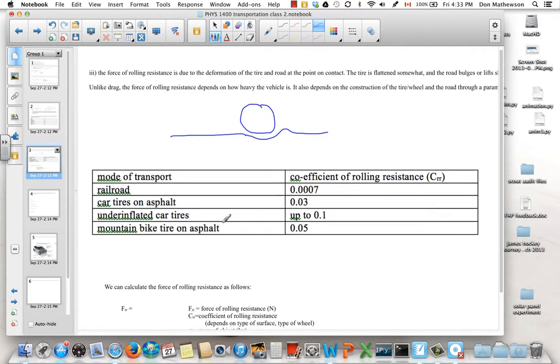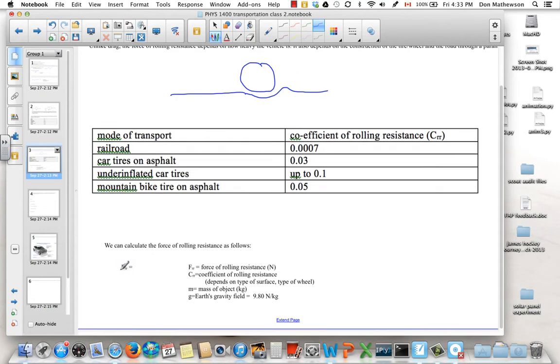Now, our model for rolling resistance is that the force of rolling resistance depends on a coefficient of rolling resistance, more on that in a second, and also the weight, mg, of the vehicle. Remember that g is the gravitational field strength, 9.8, and m again is the mass in kilograms.